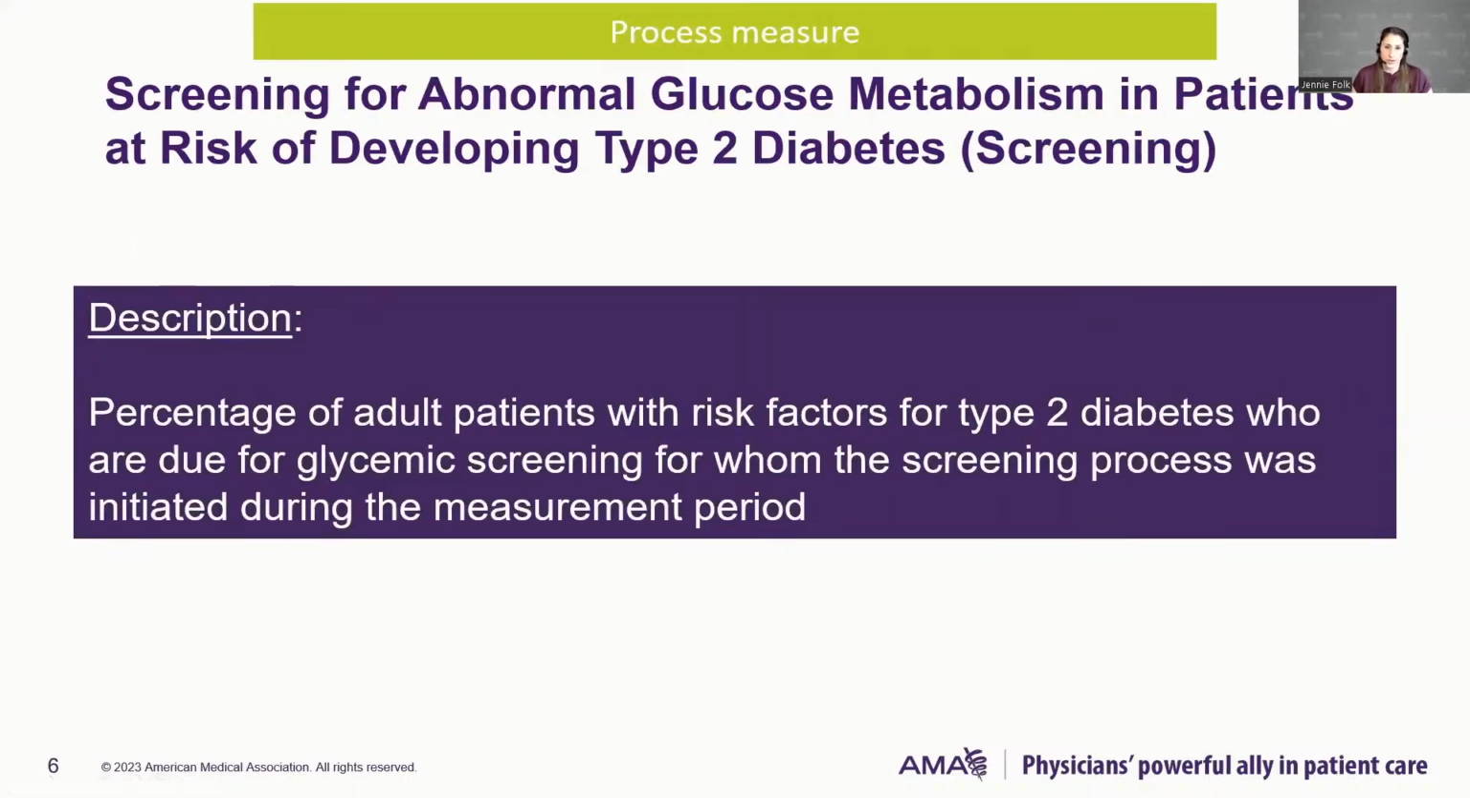The first measure, screening, is a percentage of adult patients with risk factors for type 2 diabetes who are due for glycemic screening and for whom the screening process was initiated during the measurement period. Our measure testing indicated there is a large performance gap here. Screening rates at the testing sites were low.